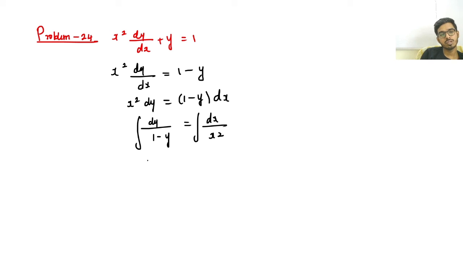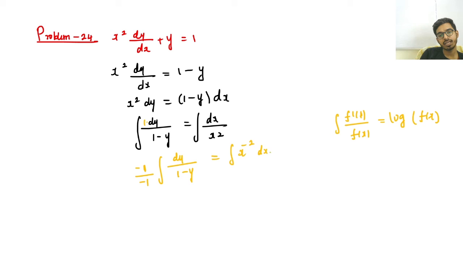Now integrate. We know that integral f dash of x divided by f of x is log of f of x. Now here we have 1 minus y. If I take this as f of y, my f dash of y is minus 1. But here we have plus 1. So what we will do is multiply and divide by minus 1. Write this as minus integral dy divided by 1 minus y, and this is nothing but integral x power minus 2 dx. I'm keeping minus 1 outside and taking minus 1 inside. This will be equal to x power minus 2 plus 1 divided by minus 2 plus 1.